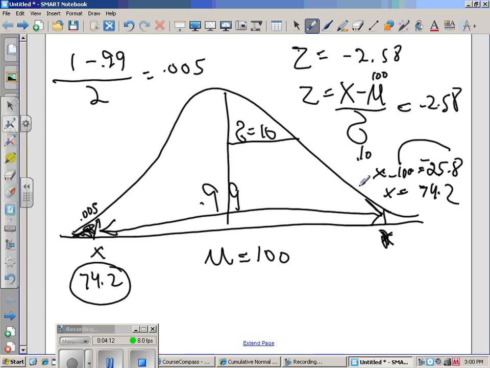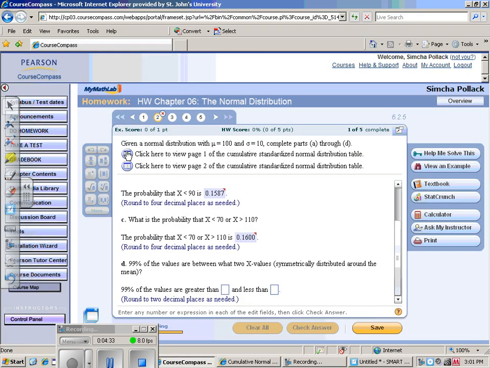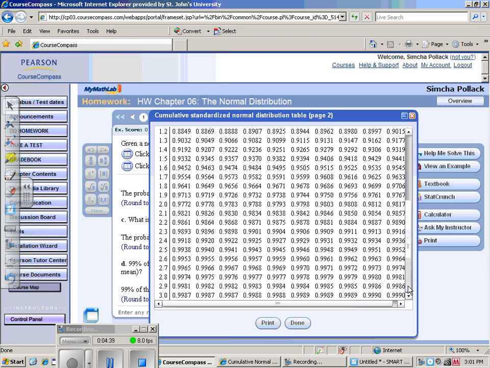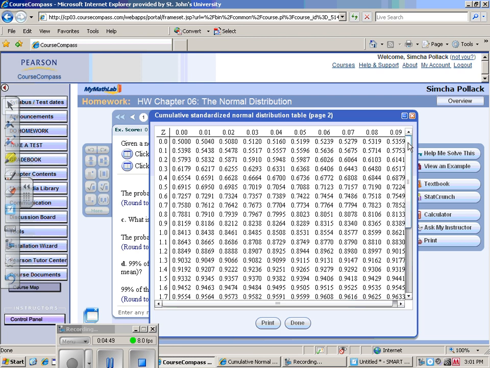What about the higher value? Well, the higher value satisfies the relationship that the area below this point is the 99% plus the other 0.5%. So it's 0.995, which is 99 plus a half a percent. If you look that up, let's go back to the Course Compass and the positive z table. 0.995 is right here, by symmetry, positive 2.58. And again, you can move it up to see that it's at 0.08.